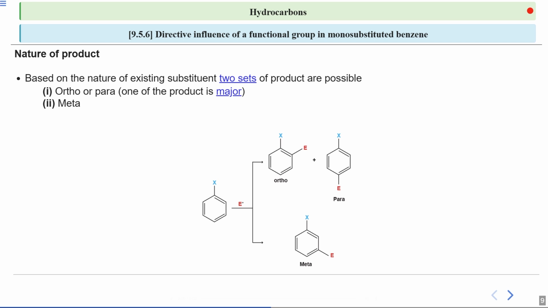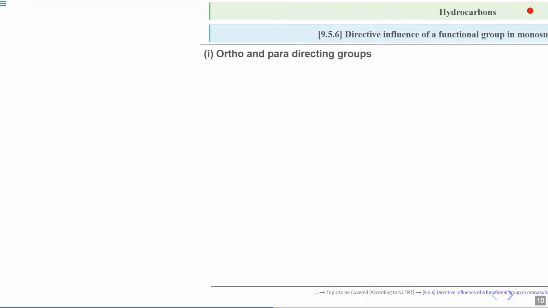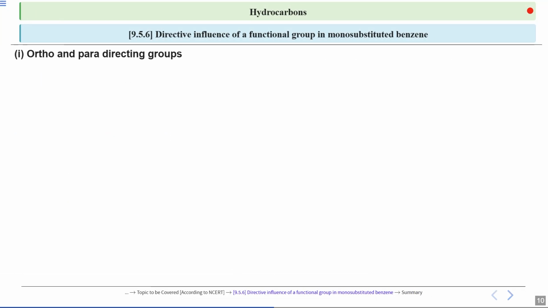Deactivating groups, for example NO2 or COOH, are generally meta directors, withdrawing electron density and making meta positions relatively more reactive for electrophilic attack. The diagram shows the formation of ortho, para and meta products. Let us start by looking at the ortho and para directing groups first.